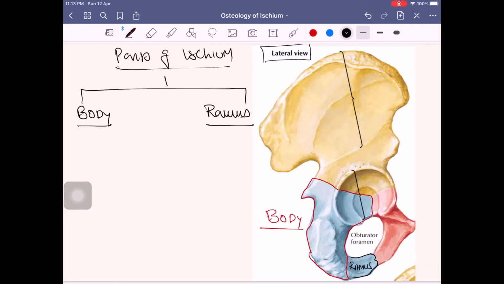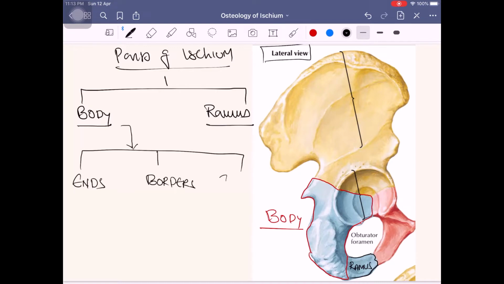So now let us see again what the body is all about. First we'll do the body and then we'll go to the ramus. The body has got various parts. What are the subdivisions of the body? The body has got ends, it has got borders, and it has got surfaces. Now we'll see one by one.